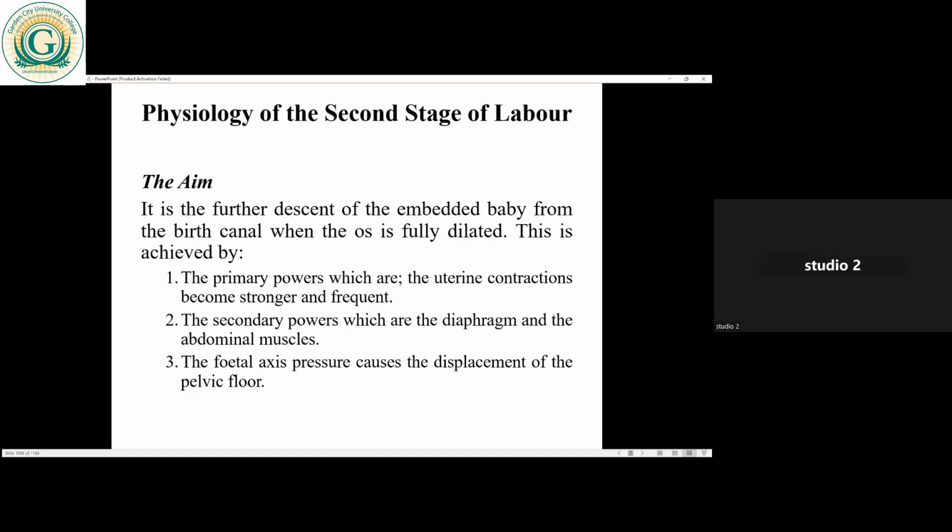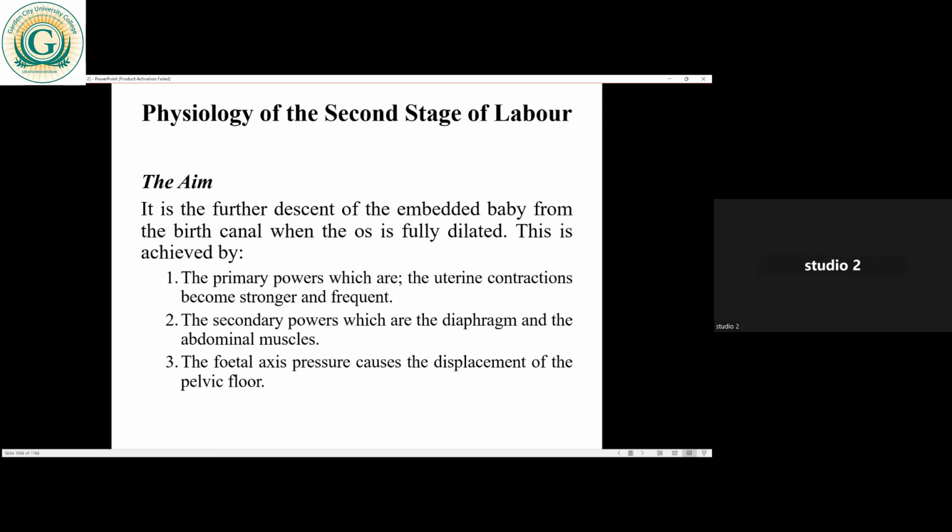The baby continues coming. Now that the cervix is open, the baby continues coming. And what causes the baby to come? We call it primary powers. Uterine contractions become stronger and more frequent. And then we have secondary powers, which are the diaphragm and abdominal muscles that also take part. Then we have fetal activity. The fetus also exerts pressure. So these sources of pressure cause the baby to come down.